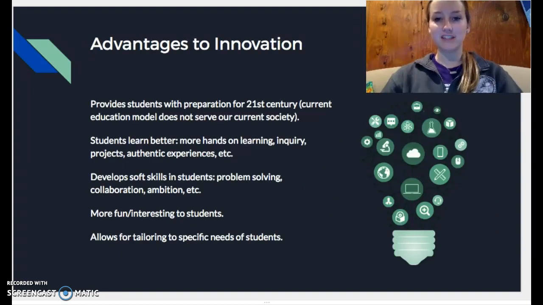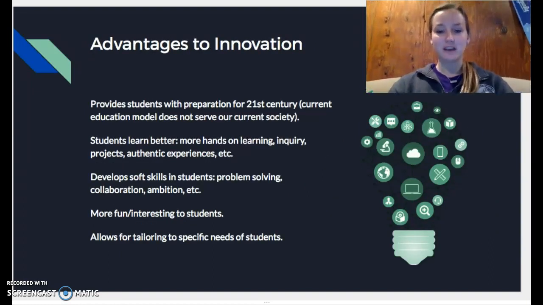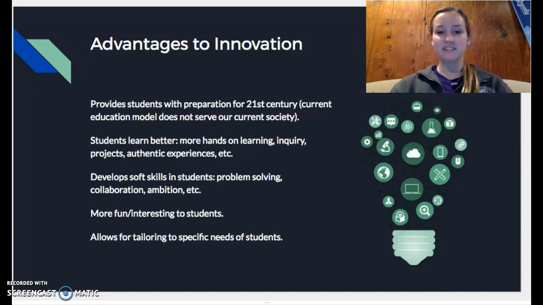So there are a lot of advantages to innovation, I would say. So for one, we provide students with preparation for their future lives. That's the point of school as a whole, and we need that. Having students sit in desks and take Scantron quizzes and listen to a teacher and write down everything they say all day does not help our students, and we need to move away from that.